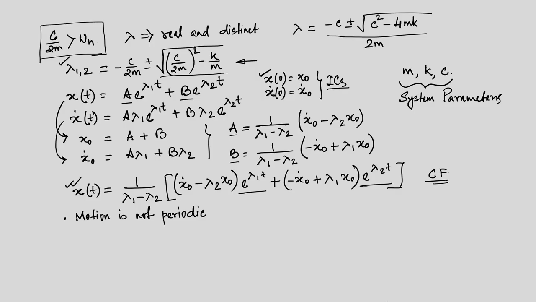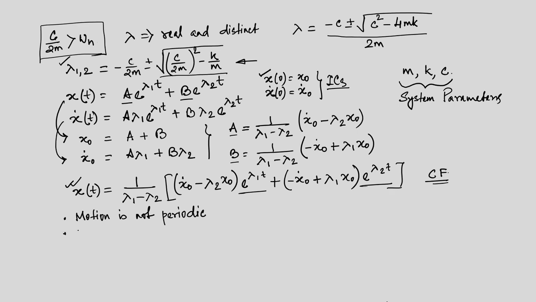Not only that, once we find out the value of this term inside the square root, we can also conclude that its value is less than C by twice m. If that is the case, we can further conclude that lambda 1 and lambda 2 are negative.